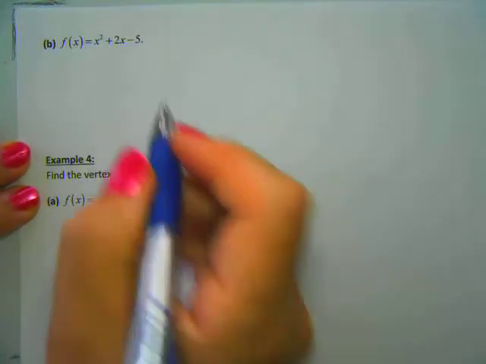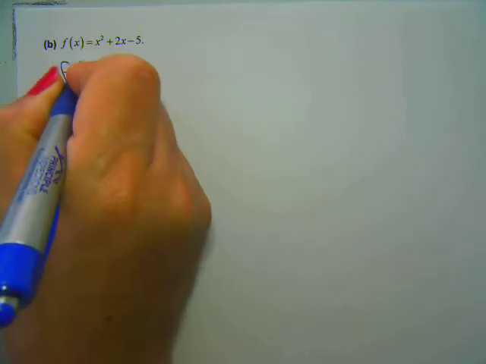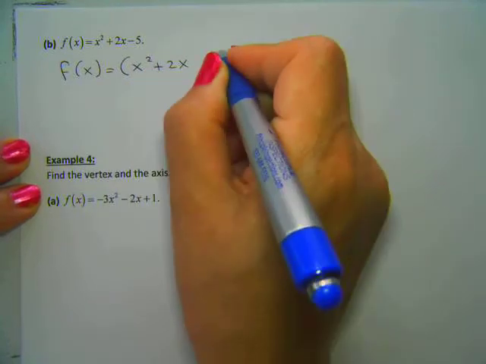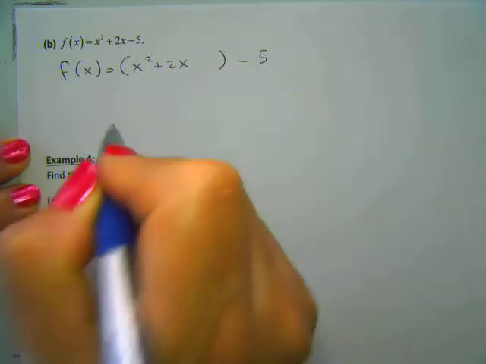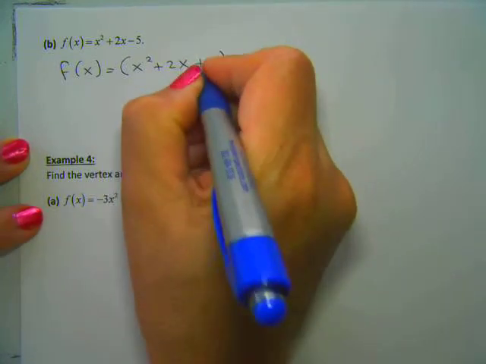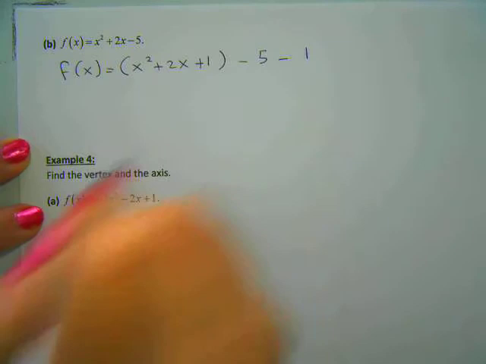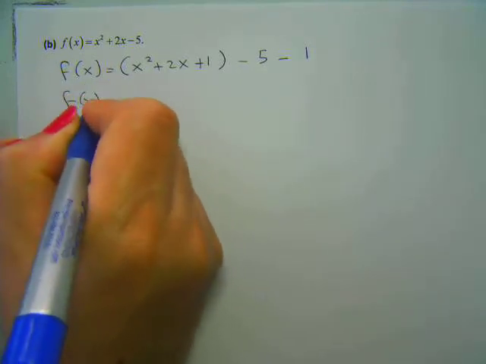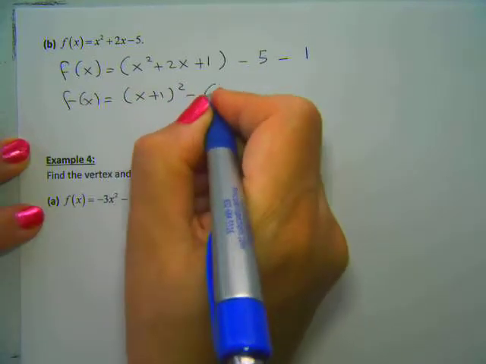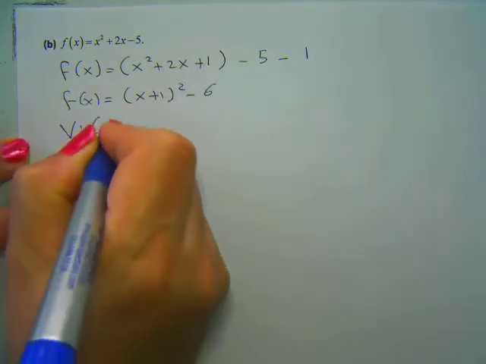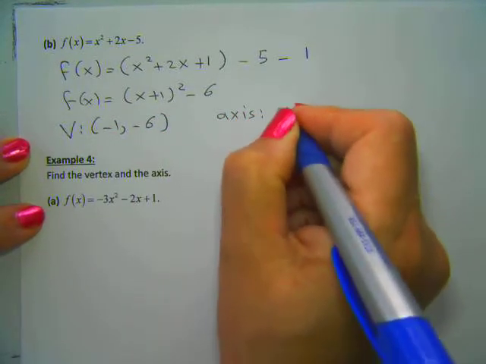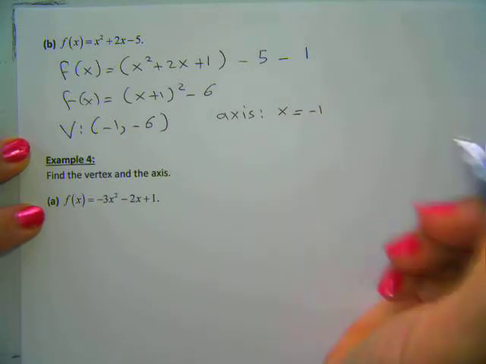So now that I explained, we can do this faster. We put the x squared and the x, and leave a space to complete the square. Now you take the coefficient of x, 2, divide by 2 is 1, and square is 1. But if I add 1, I have to subtract 1. So I'm going to end up with x plus 1 squared minus 6. So the vertex is at (-1, -6), and the axis is at x equals -1.